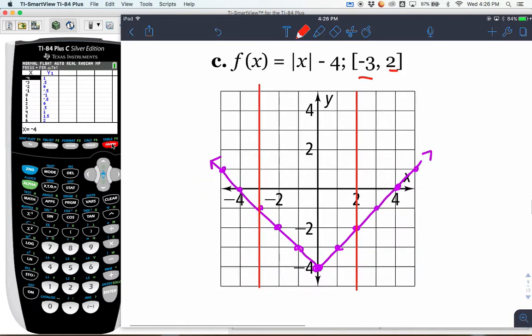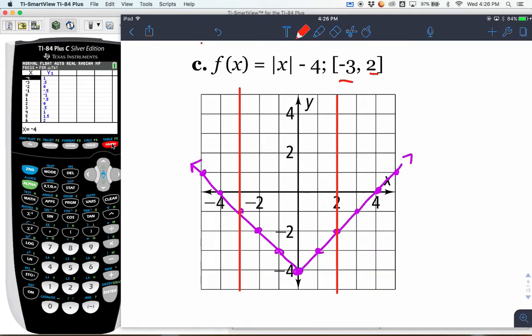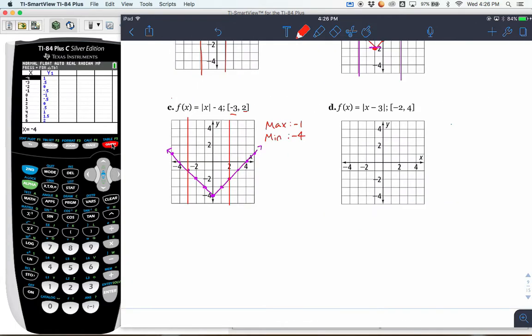So it's kind of like same idea here. It's kind of looking like a little check here. And yeah, so we are looking for the highest value for that. The maximum looks like in that interval there, the tallest it goes between that interval is at -1, and then the minimum of that interval, the lowest it goes, is at -4. And that is it on that one.